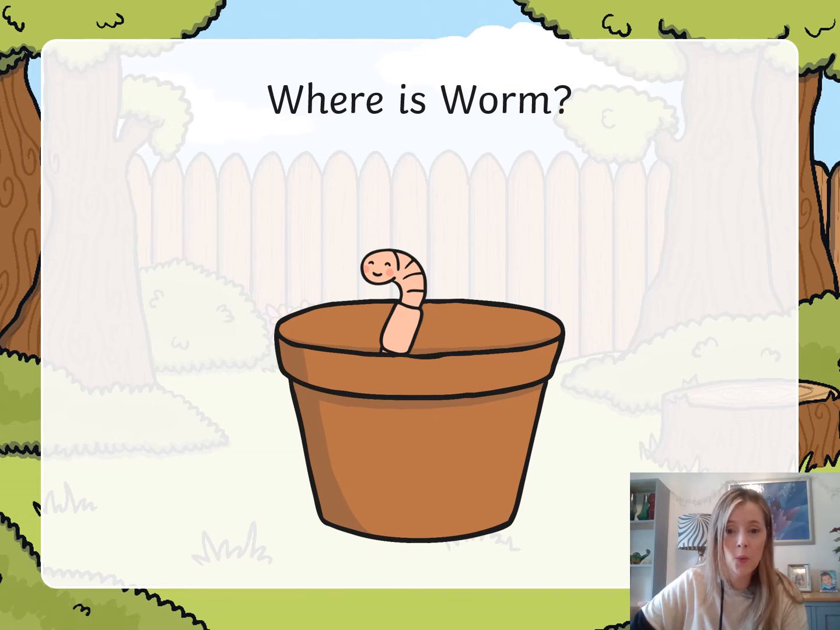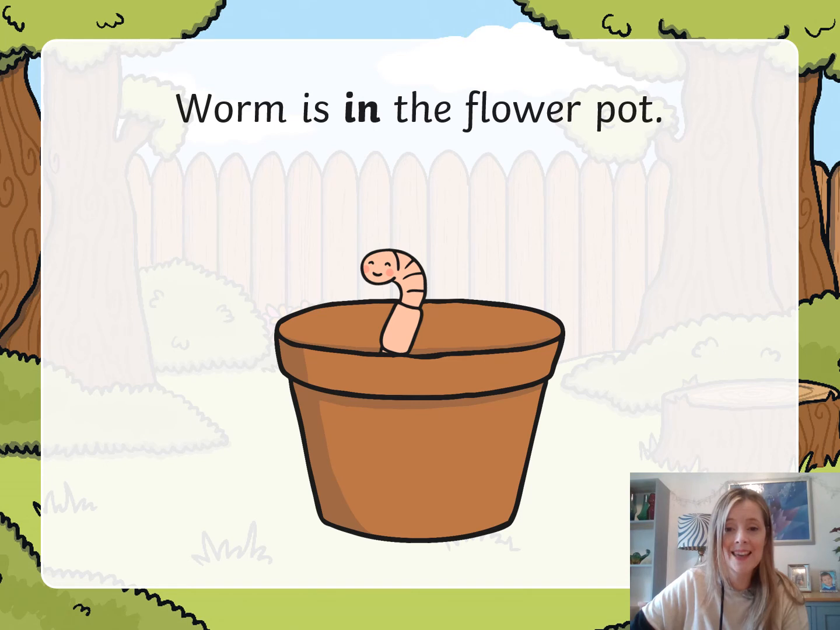Where is worm? Is he under the plant pot? Is he on the plant pot? Is he in the middle of the plant pot? Worm is in the flower pot, or you might want to say inside the flower pot.